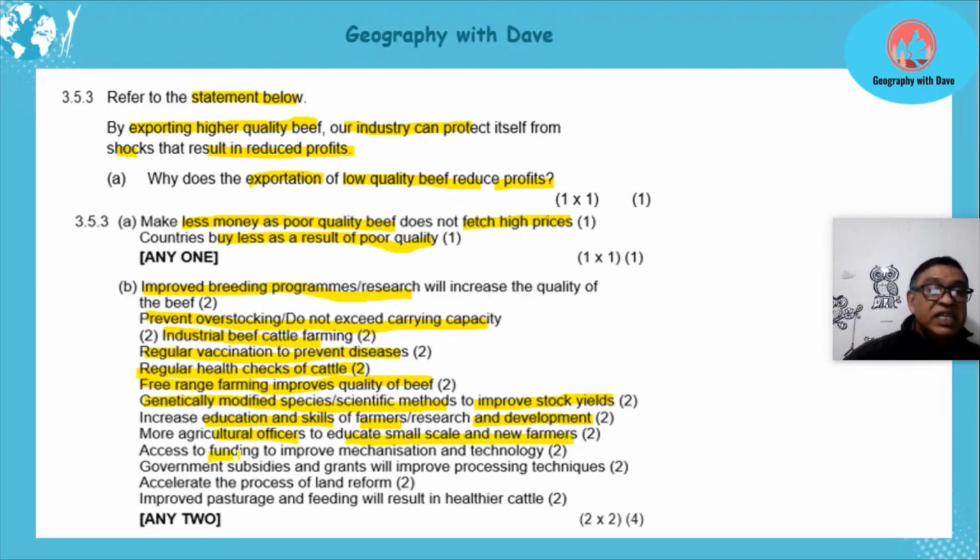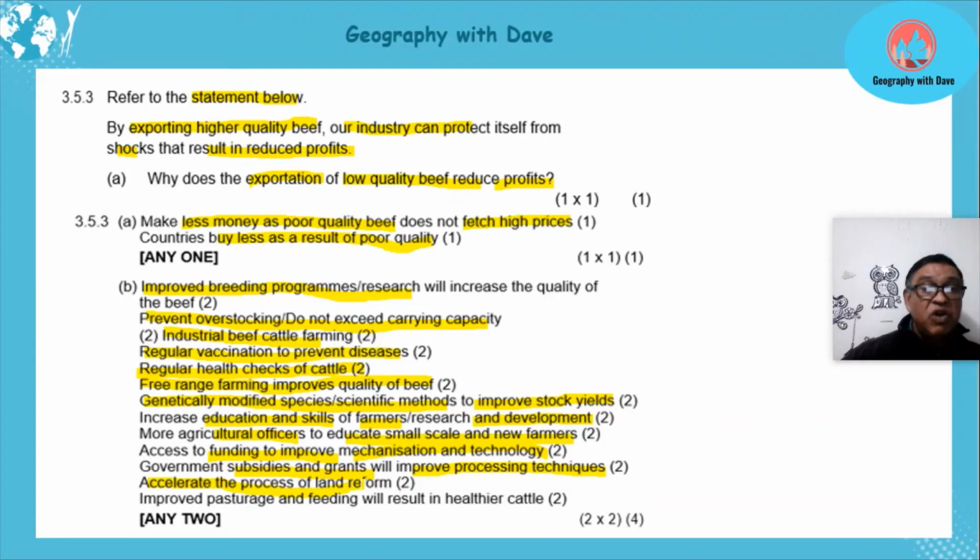Excess funding to improve mechanization and technology. Put funding forward so that we have more technology being introduced, finding new methods. You understand? So it improves it: more technology, better quality cattle, better survival of cattle, milking of cattle, etc. All these things will be there. Government subsidies and grants will improve processing techniques, processing of cattle into various other products. If we have more of this, it will help.